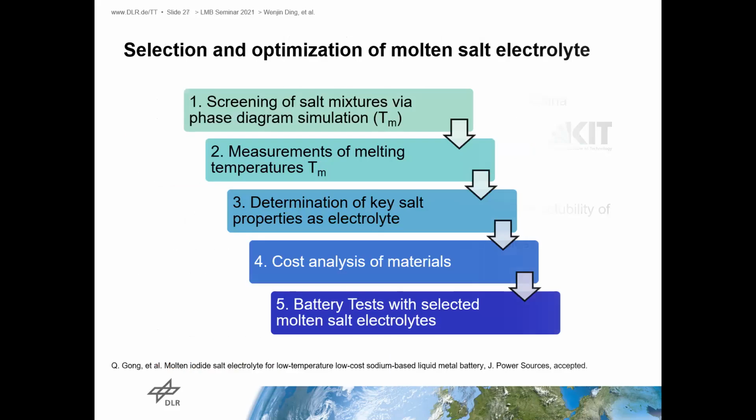So we have developed a method for the selection and optimization of the molten salt electrolyte for the liquid metal batteries. It has 5 steps. First is using the phase diagram simulation regarding the melting temperature to scan the salt mixtures. Then, use a measurement method to measure the melting temperature. After that, use experiments or simulations to determine the key salt properties as electrolytes.